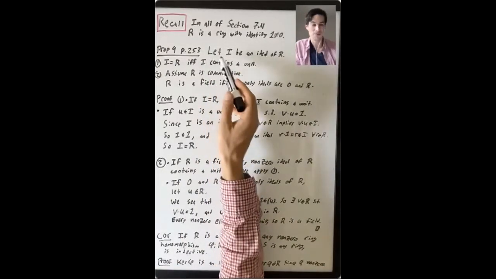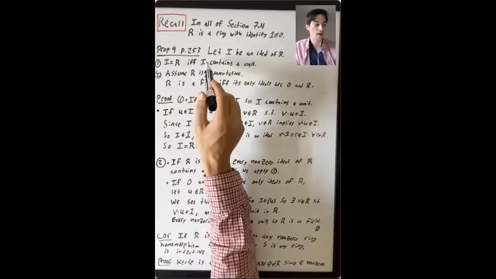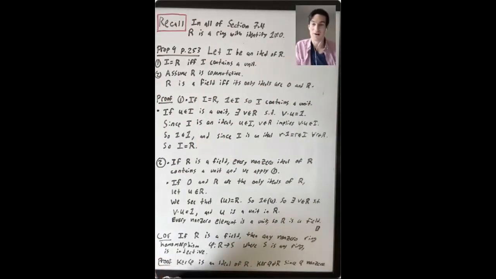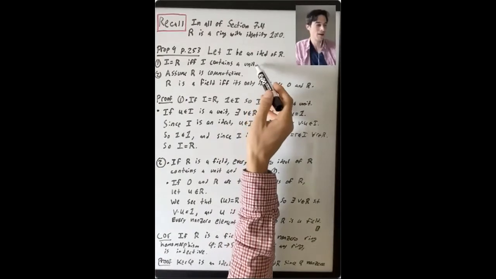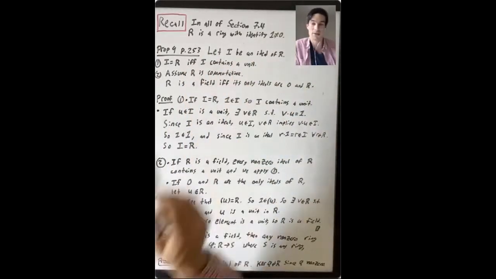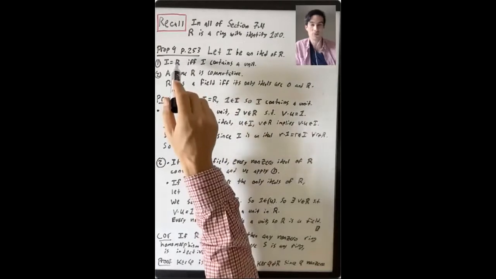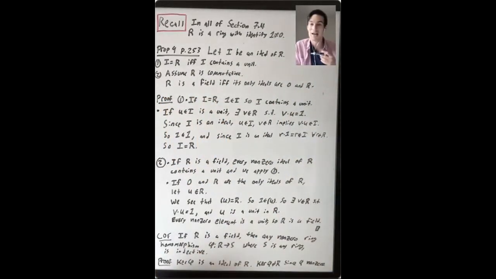Proposition 9 on page 253 says, let's say I is an ideal of R. I is equal to the entire ring R if and only if I contains a unit in R. Okay, so what is a unit? That's an element U such that there exists an element V in R, where U times V equals V times U equals 1. So this is not a statement that even makes sense unless you assume that R is a ring with identity. Okay, so if an ideal contains a unit, then it is the whole ring. If an ideal does not contain a unit, then it's not the whole ring, right? Because it's missing all the units. So in particular, it's missing 1.